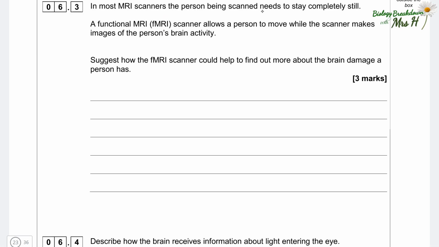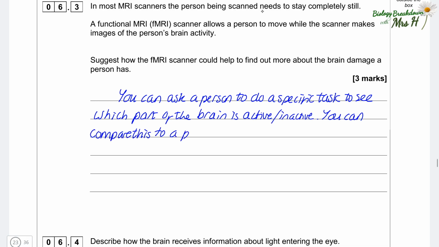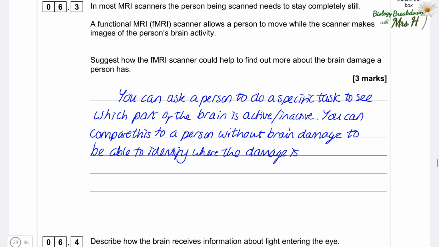In most MRI scanners, the person being scanned needs to stay completely still. A functional MRI scanner allows a person to move while the scanner makes images of the person's brain activity. Suggest how the fMRI scanner could help to find out more about the brain damage a person has. You can ask a person to do a specific task to see which part of the brain is active or inactive. You can compare this to a person without brain damage to be able to identify where the actual damage is.